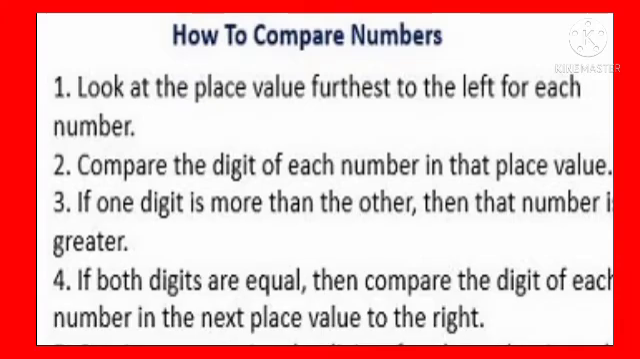How to compare numbers? Let us see some steps. Look at the place value furthest to the left for each number. Compare the digit of each number in that place value. If one digit is more than the other, then that number is greater. If both digits are equal, then compare the digit of each number in the next place value to the right.